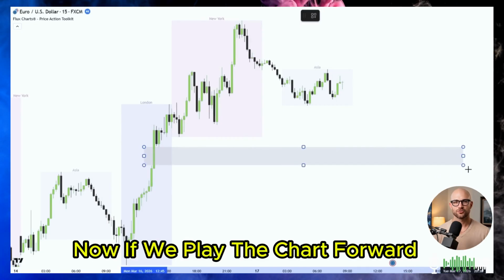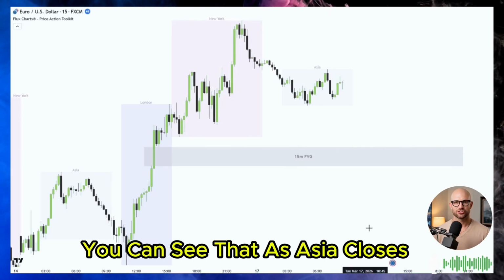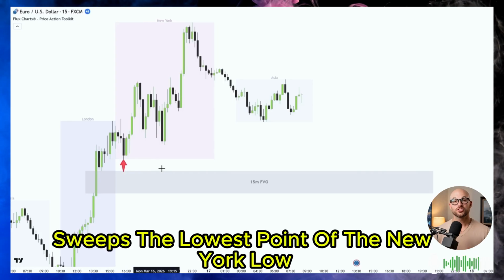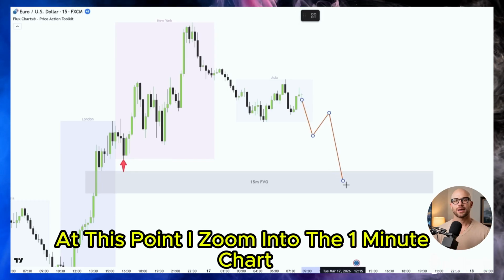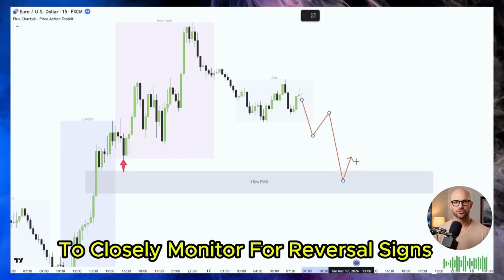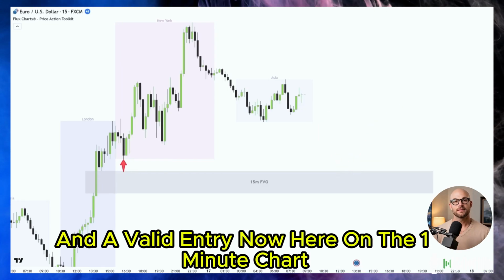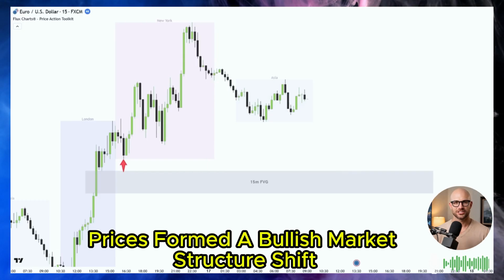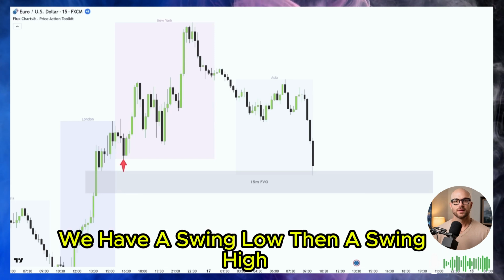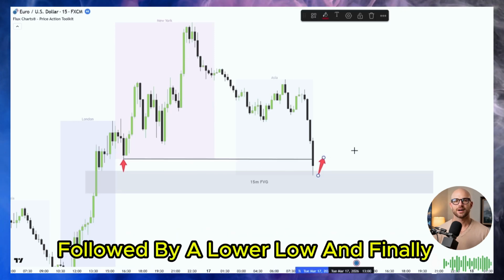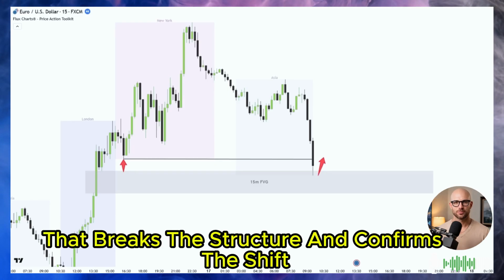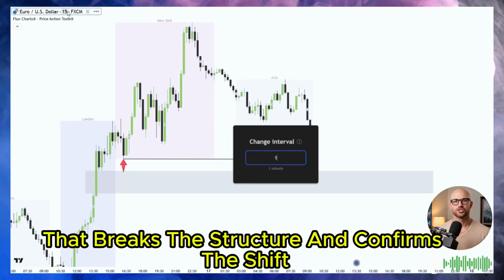Now, if we play the chart forward, you can see that as Asia closes, price pushes lower, sweeps the lowest point of the New York low, and then immediately starts to reject. At this point, I zoom into the 1-minute chart to closely monitor for reversal signs and a valid entry. Now, here on the 1-minute chart, price has formed a bullish market structure shift along with a breaker block. We have a swing low, then a swing high, followed by a lower low, and finally a bullish displacement move that breaks the structure and confirms the shift.